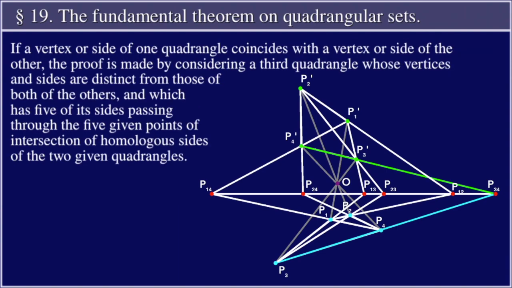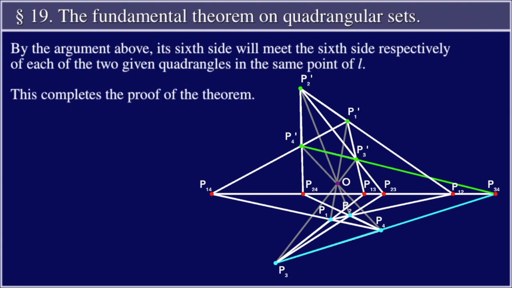If a vertex or side of one quadrangle coincides with a vertex or side of the other, the proof is made by considering a third quadrangle, whose vertices and sides are distinct from those of both of the others, and which has 5 of its sides passing through the 5 given points of intersection of homologous sides of the 2 given quadrangles. By the argument above, its 6th side will meet the 6th side, respectively, of each of the 2 given quadrangles in the same point of L. This completes the proof of the theorem.